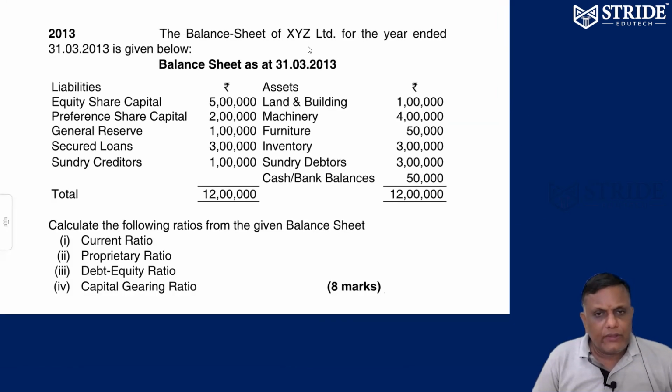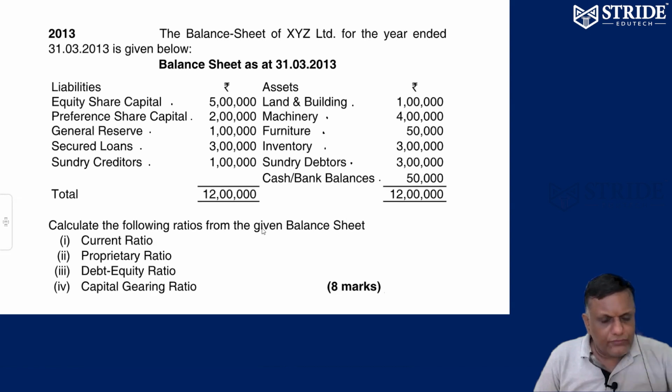The balance sheet of XYZ Limited company is given for the year ended 31/3/2013. Let me read one by one. Equity share capital 5 lakhs, preference capital 2 lakhs, general reserve 1 lakh, secured loan for the company 3 lakhs, secured creditors 1 lakh, land and buildings 1 lakh, machinery 4 lakhs, furniture 50,000, inventory 3 lakhs, debtors 3 lakhs, cash and bank balance 50,000, so totally 12 lakhs.